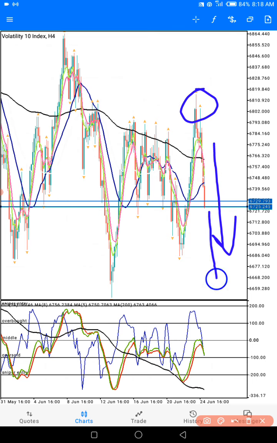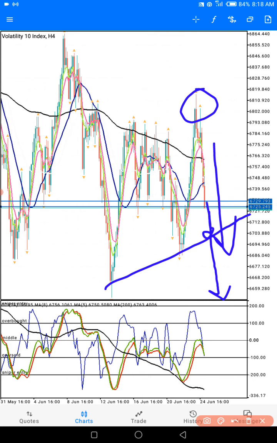It's still going to go downward. It's still going to go down to this level. So this is the volatility 10 index, going to be on a strong sell. The sell will go down. If we are to draw our trend line here, that means it's going to sell to this level.